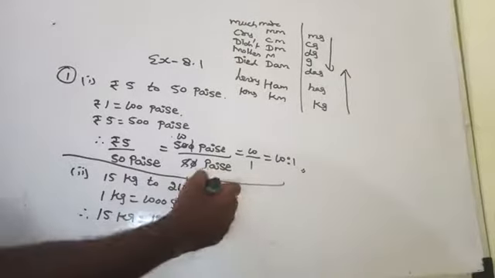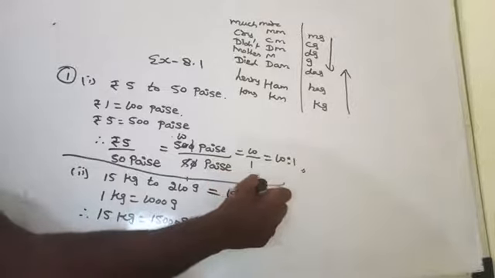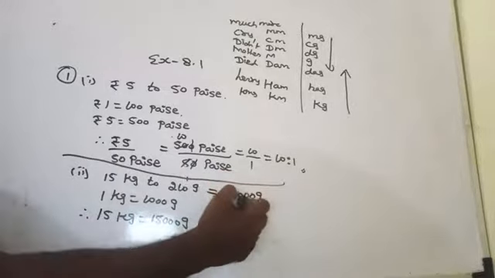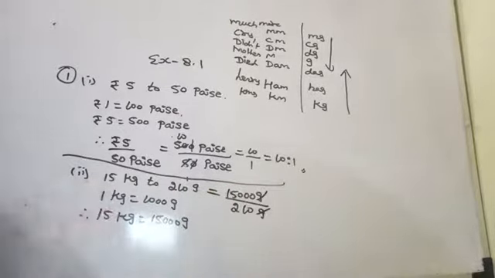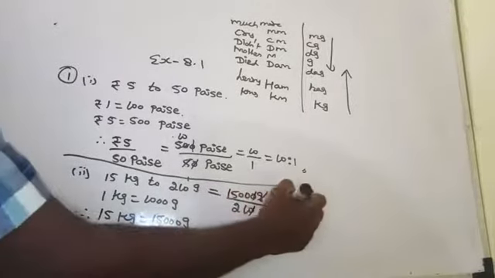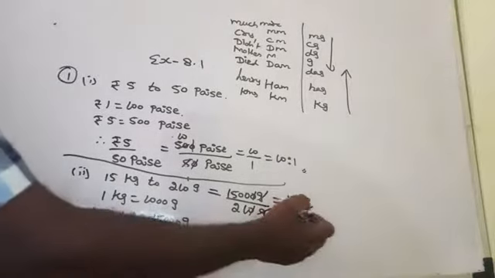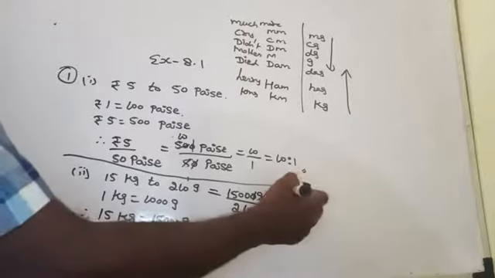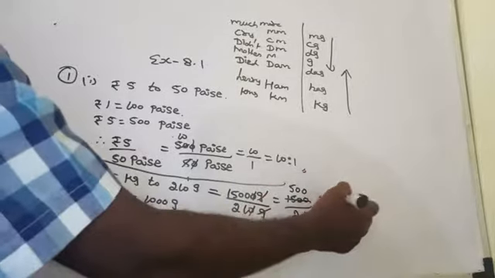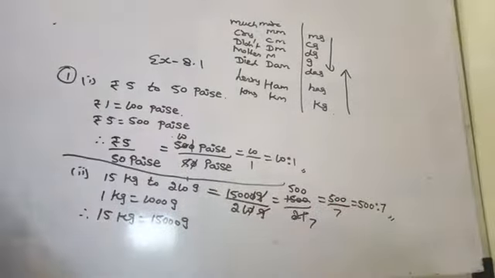Now you can compare. 15 kg to 210 gram can be written as 15,000 gram by 210 gram. Gram you can cancel because we have the same unit here. Then the 0 you can cancel. So 1500 by 21. Again it goes with the multiple of 3. It is also divisible by 3, and 1500 is also divisible by 3. 5 threes are 15. That is 500 by 7, which is equal to 500 is to 7. Are you getting there? Yes. Shall we move to the next part?